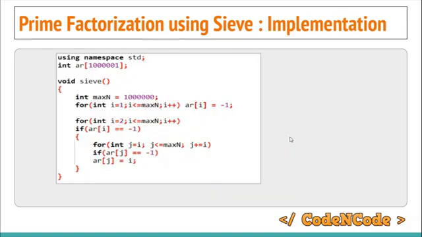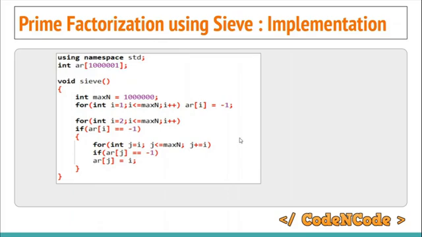So this is the implementation of it. We are taking an array ar of size 10 to the power 6. We define max n to be 10 to the power 6, and we initialize all the elements from 1 to max n to -1. We'll start from 2 and go till max n. If the ith element has -1, it means it is a prime number. Starting from there, we go till max n. For each multiple of i, we check whether that multiple has -1 or not. If it has -1, we replace it with i. So this is how we can calculate using a sieve.